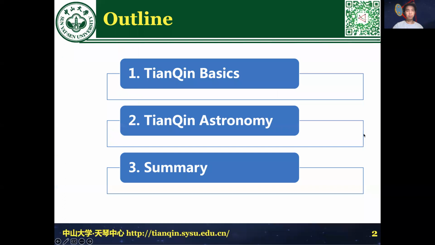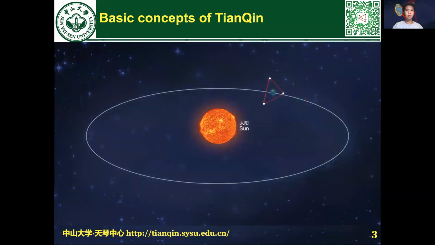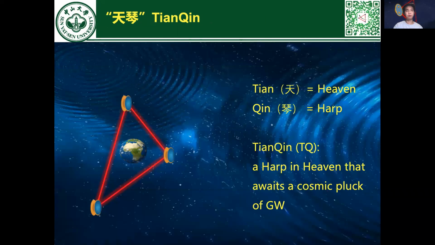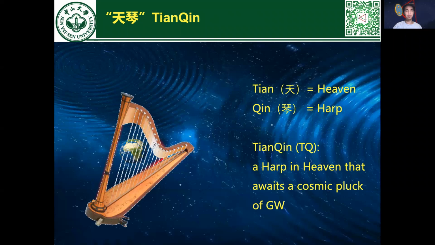Today my talk will be composed of these basic components: some basics about TianQin, TianQin astronomy, and some summary. So what is TianQin? TianQin is a geocentric constellation that aims to use laser interferometry to detect gravitational waves in space. The name TianQin comes from the fact that Tian means heaven in Chinese and Qin means hub. So basically TianQin is a hub in the sky that weighs the cosmic pulse of the gravitational wave.